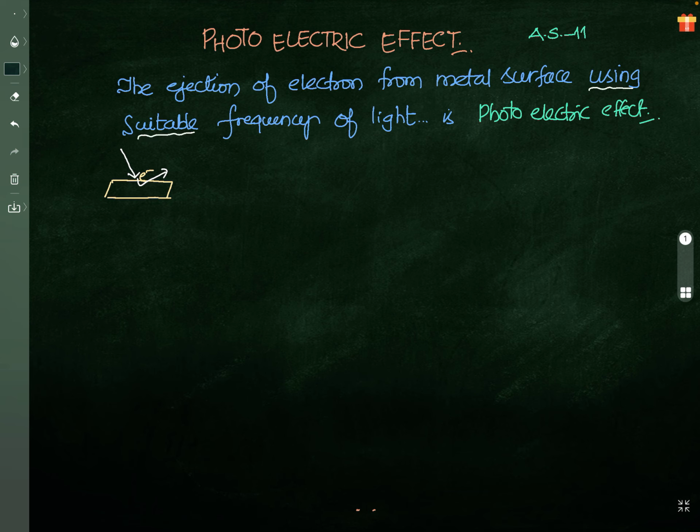Frequency must be matching. For example, to remove the electron, you need 10 kilojoules of energy. And you are giving exactly 10 kilojoules of energy. Required is 10, you are giving 10. Yes, definitely the electron comes out, but with no kinetic energy. Just it comes out, बस बाहर आके बैठता है, बस उतना ही.